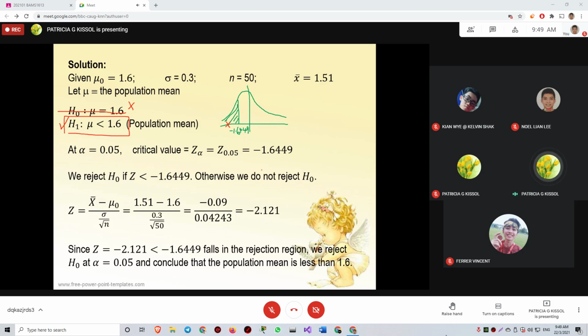So whatever the alternative hypothesis is, if you already reject the null hypothesis, you conclude using the alternative hypothesis. Is that clear, class? Okay, good. So I hope this helps you guys to understand this.